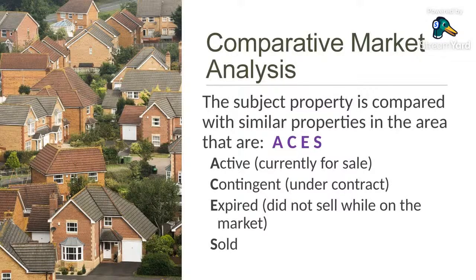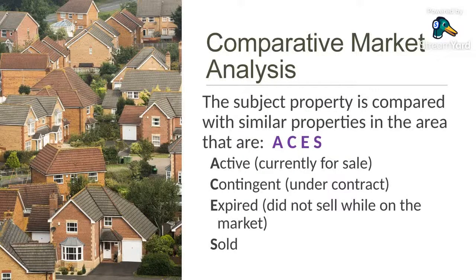Okay, so now on the screen, we're talking about what types of properties we look for. We have our subject property, and then we're going to be looking on the market to find properties that are currently for sale, so the active properties. We're also going to be looking for things that are under contract or contingent, and those that expired, so they were on the market for sale but didn't sell. And finally, things that have already sold. So the acronym is ACES: your actives, your contingent, your expireds, and your solds.